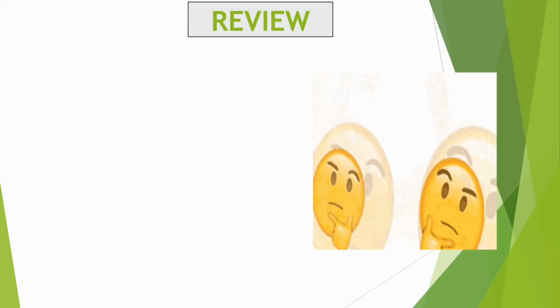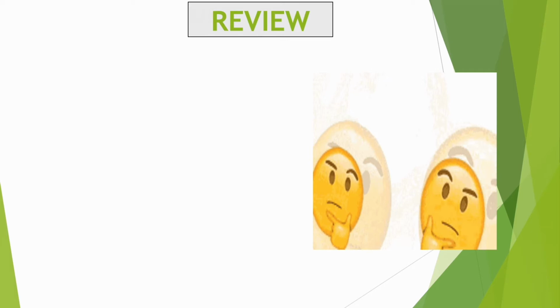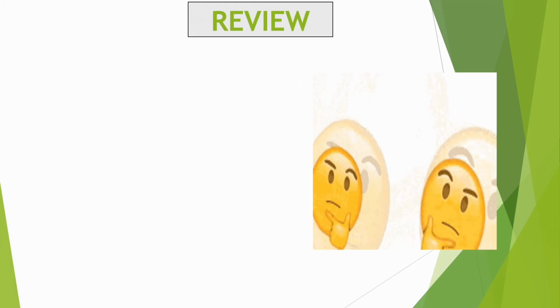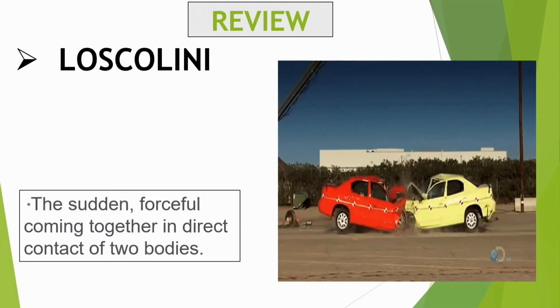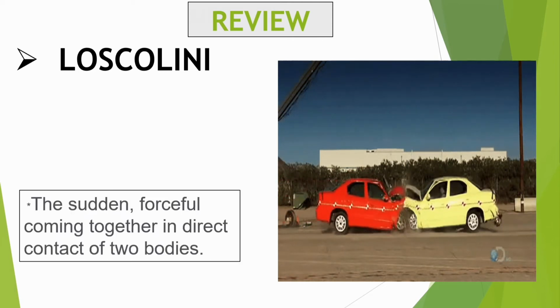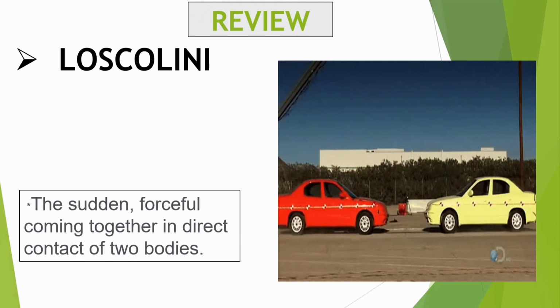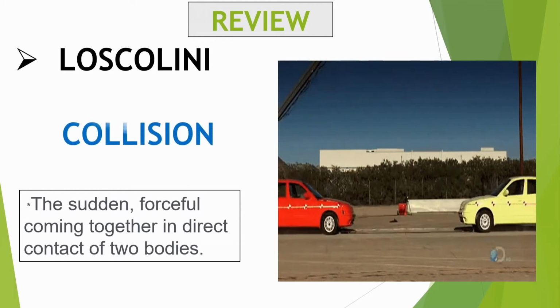Let's recall some of the important words that we have discussed in our last discussion. I have here scrambled letters for you to guess. I will give you a picture and a definition as your clue. And this is our first word. This is the picture that may give you a clue. And for its definition, it is the sudden, forceful coming together in direct contact of two bodies. What word is this? Very good. This is collision.